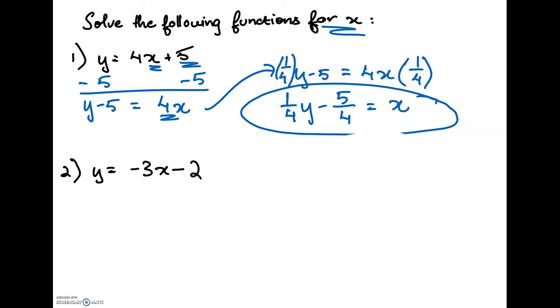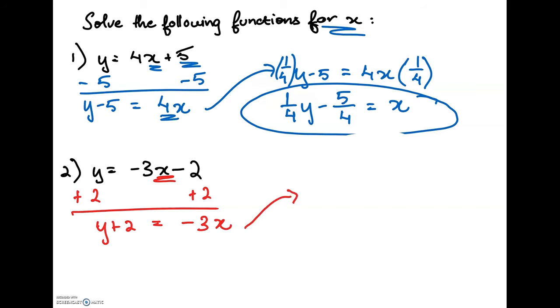So let's do our next example. Obviously, we want to solve for x as per the question. And first, we're going to want to get rid of this negative 2. To get rid of a negative 2, you add 2, and it'll produce 0. So we're going to add 2 to both sides. Let's add 2 here, and let's add 2 here. So we're going to get y plus 2 is equal to negative 3x.